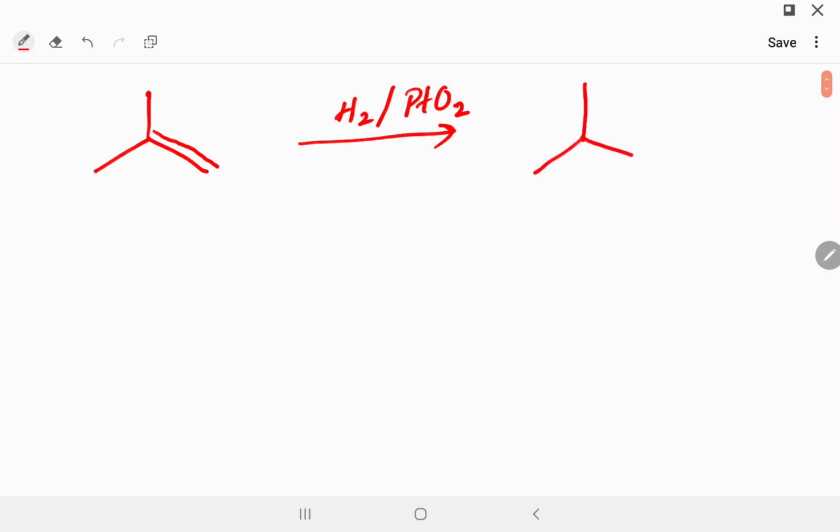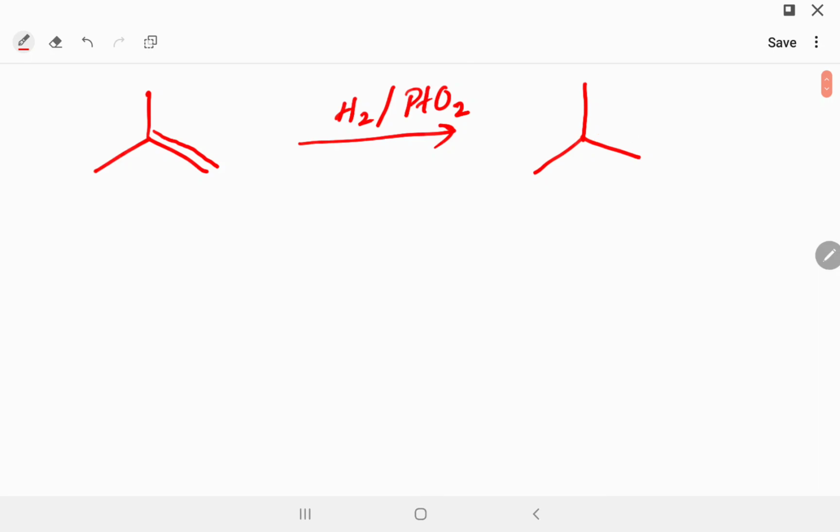Let's say we have something like this. This is our alkene. For this reaction, let's use hydrogen and some catalyst. We can use platinum dioxide, or we can use palladium on carbon. You just need a metal catalyst. Here is the starting material again. I will show you what happens. You will get rid of the double bond.